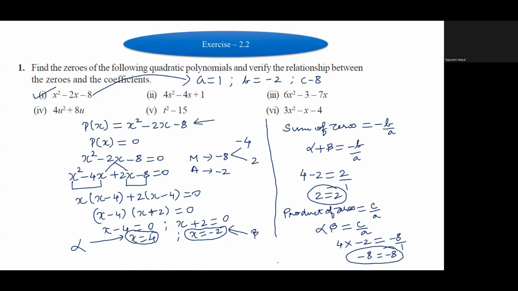Okay, like this, you will try the second and third one. Okay. If you are unable to solve it, don't worry. I will explain it tomorrow.